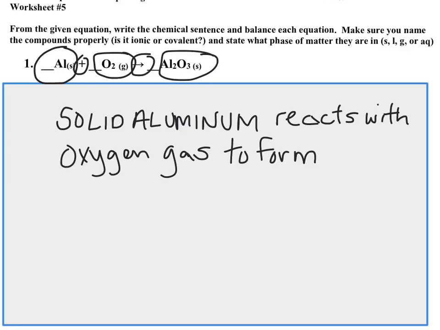That is an ionic compound. So since it's a metal and a nonmetal, we'll use the ionic naming rules for that. So we will call it aluminum oxide. And since it's an s, it's solid. So the oxygen gas will form solid aluminum oxide.